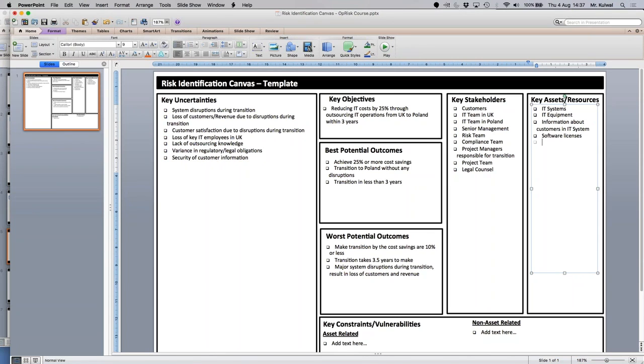Our reputation, yeah, so that would be example of an asset, correct? Yeah, so our reputation, so that we want to make sure that we protect that during the transition. Reputation of the firm.